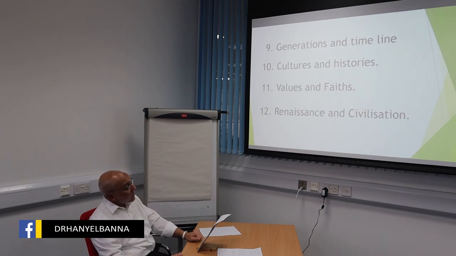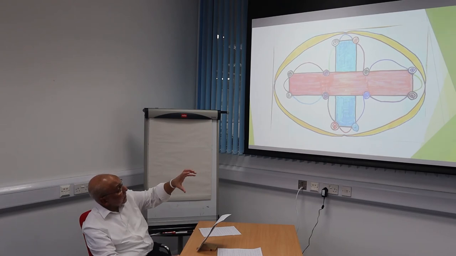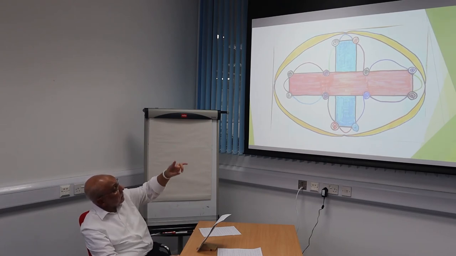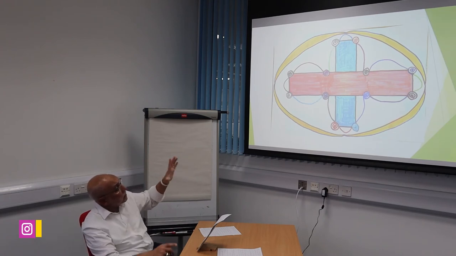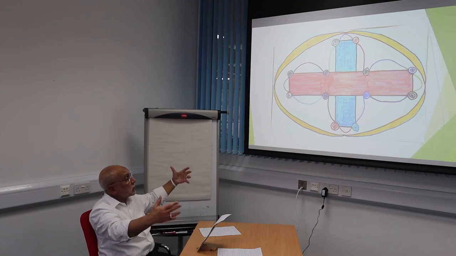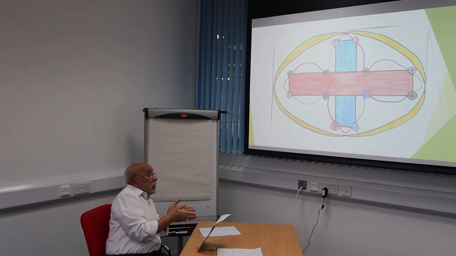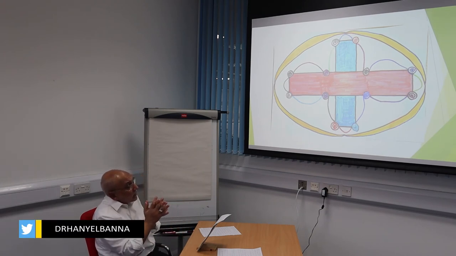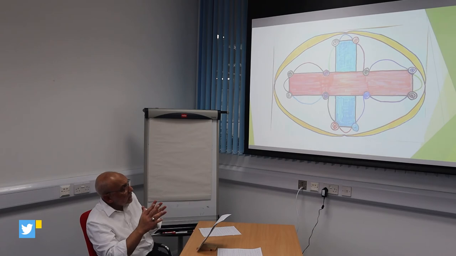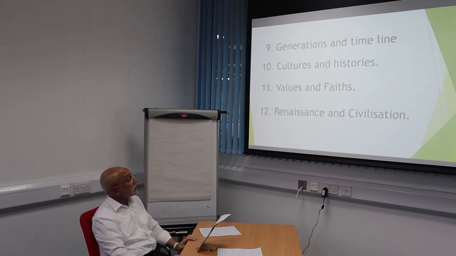Number 11 is values and faith, one of the pillars. You see, this is the structure of volunteerism. The protector, which is the yellow, is one pillar. And these little circles around here, 12 pillars, so 13 pillars, are all interconnected and protected by one another. That's why I'm talking about those 13 pillars of volunteerism, which become 26 objectives or 26 values. Go back to number 11.